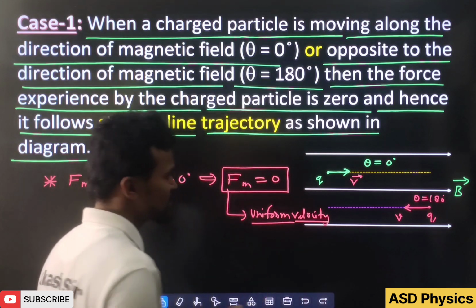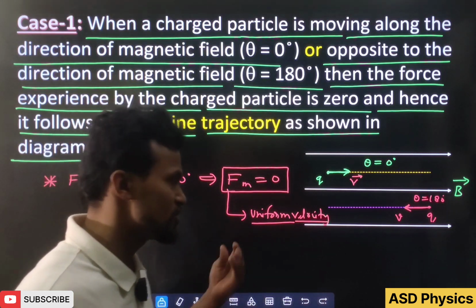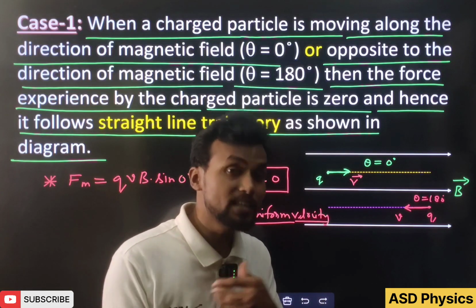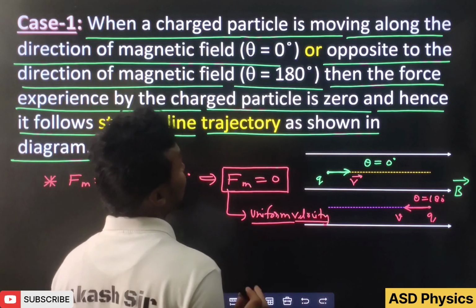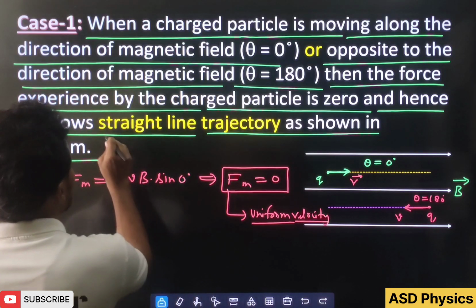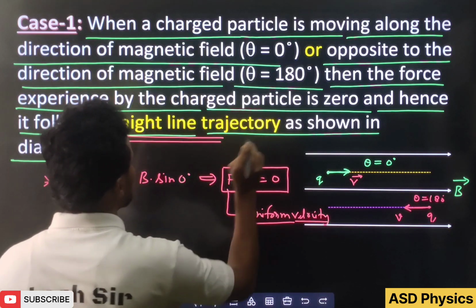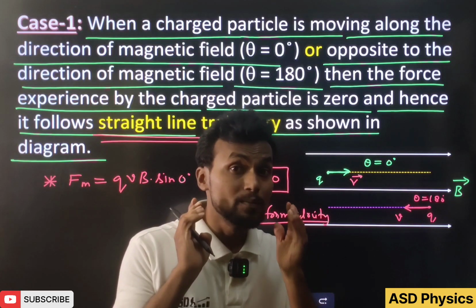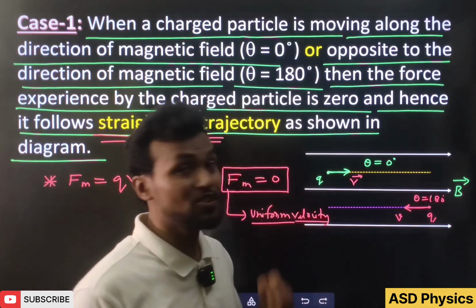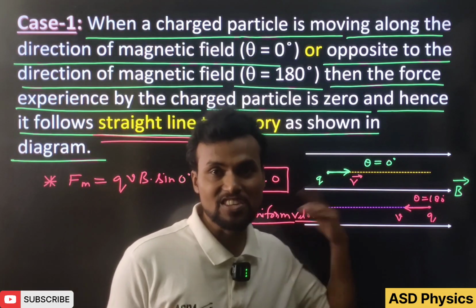The charged particle will move with a uniform velocity. Uniform velocity means magnitude and direction should not change. That means in this situation, which path is possible? The only possible path is a straight line, and the charged particle will move with uniform velocity in a straight line path.